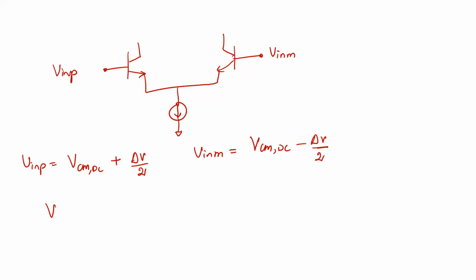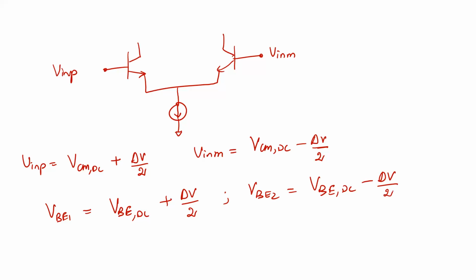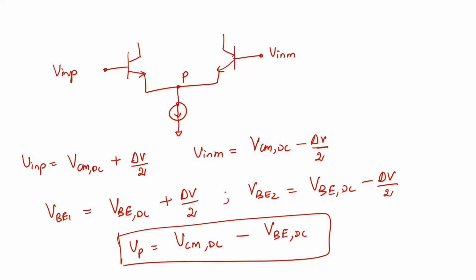Now what happens is VBE1 becomes your VBE DC, that is when there is no differential signal, or basically when there is no AC signal riding on top of your input, VBE DC plus delta V by 2, and then VBE2 basically becomes the same VBE DC minus delta V by 2, which is why you have the differential currents getting set up. And therefore, if you look at this node VP, the node VP is nothing but VCM DC minus VBE DC. This is the node voltage at P, and it does not change.